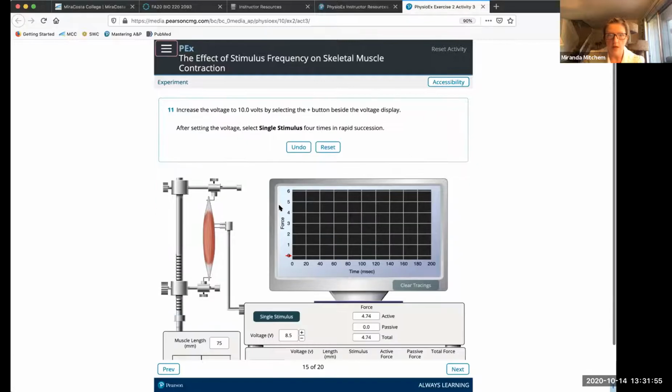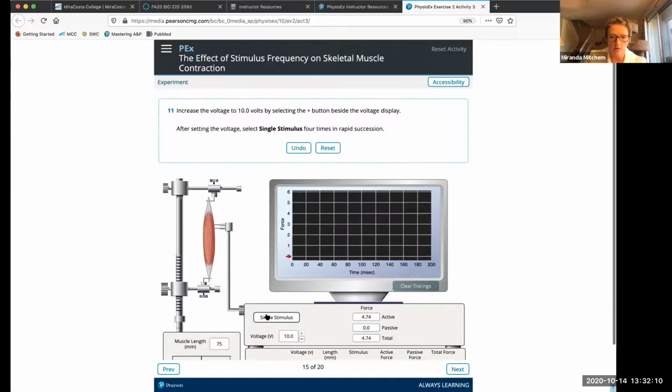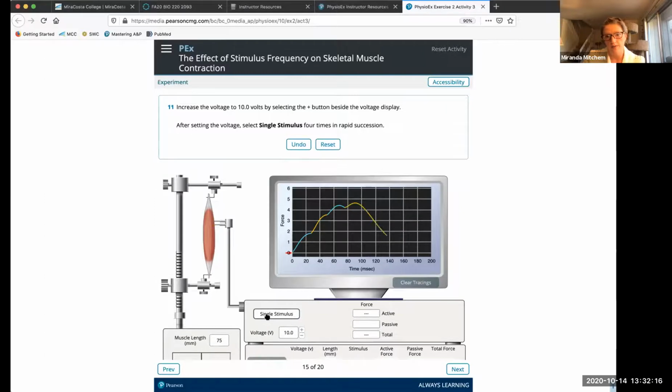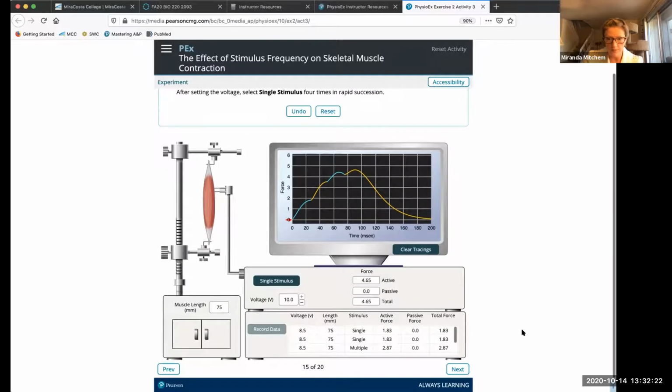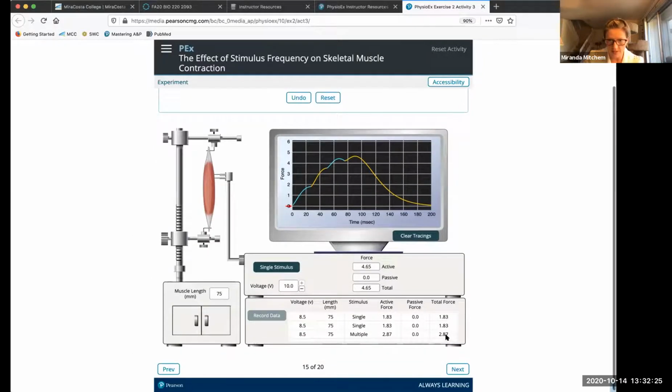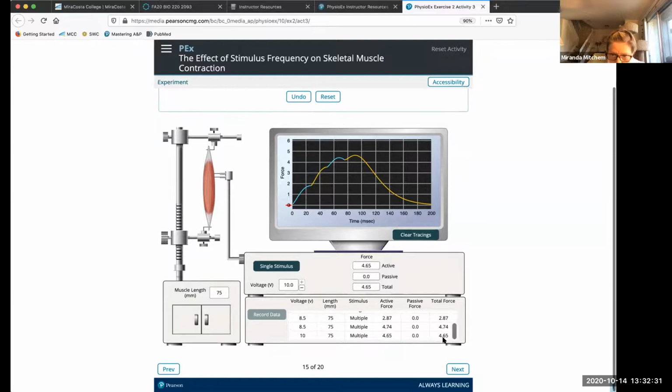Let's get our next conditions. Okay, now we're going to increase to a voltage of 10 from 8.5. And we're going to hit single stimulus 4 times. So we're at a higher voltage and we're going to hit it 4 times. Ready? Let's go. 1, 2, 3, 4. Pretty much the same pattern we saw. Record. But our total force is different, right? Our total force between, oops, let me get to it. It's actually the same in the last 4. So we went from 8.5 to 10, but not much of a difference.